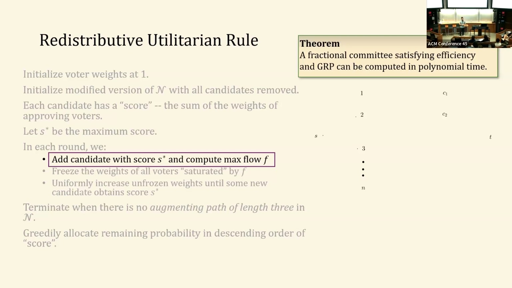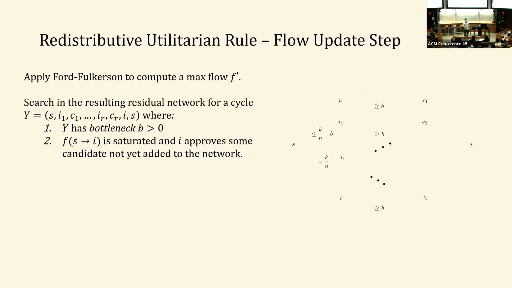Okay, so the way that we get GRP is the way that we compute this flow. The idea is roughly that we have a flow from the previous step, and we're going to apply Ford-Fulkerson to get some flow that dominates this flow. And there's an issue here, which is that there could be a cycle within the resulting flow where the cycle starts at the source and ends at the source, and the last voter it touches has run out of budget in a sense, so they're saturated. And there's some candidate that's not yet in the network that they approve of.